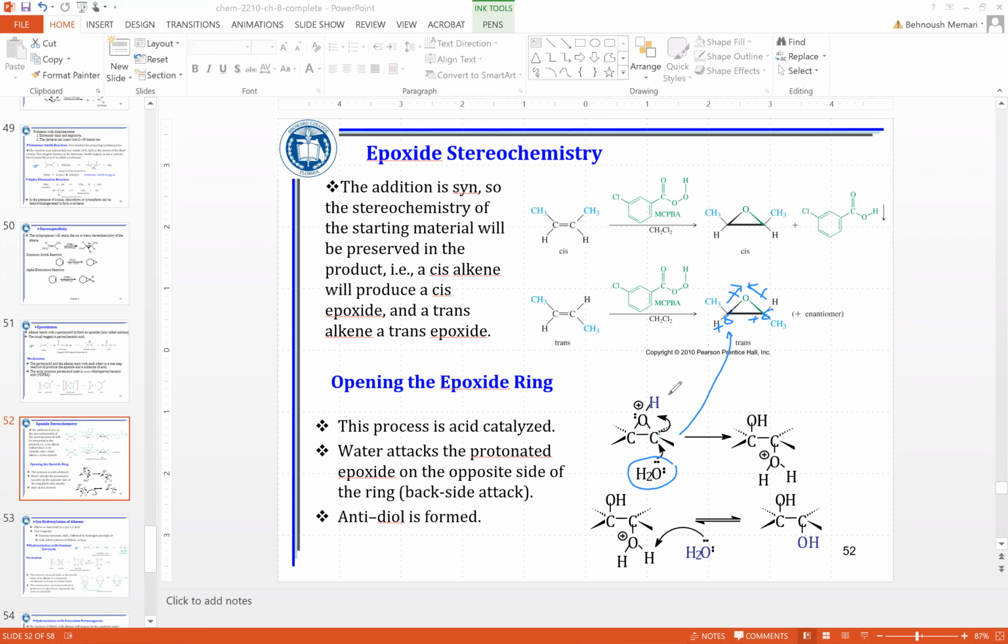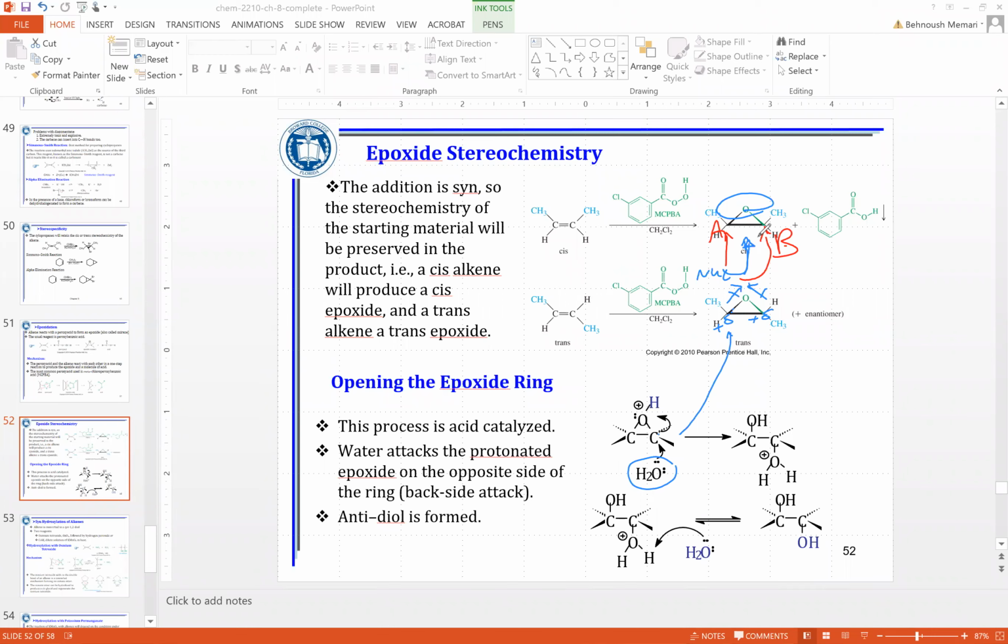If you have the oxygen on top right here, water is going to come from the bottom. So the nucleophile is going to come from the opposite side of the ring. Basically, it's like a back attack here. But the question is, if you bring the nucleophile, would the nucleophile go to carbon A or carbon B? Which one?